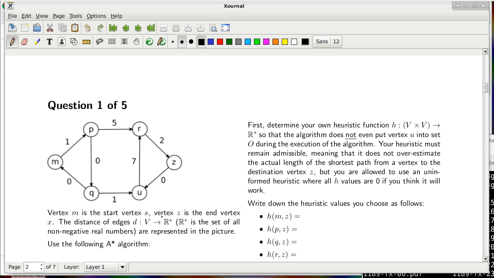Okay? All right. So now you have to set up the heuristics so that U does not get explored, so it does not get put into the set O. Now, when do we put something into the set O? Because that's basically what the question is asking: can you analyze the code, find the line that puts a particular vertex into the set O, and then ask how do we prevent that from happening?